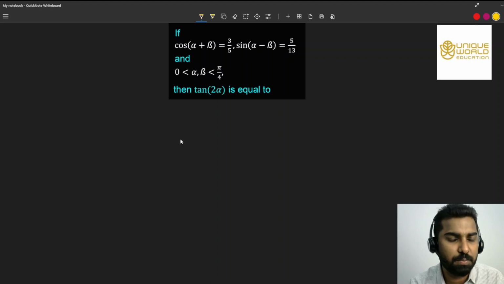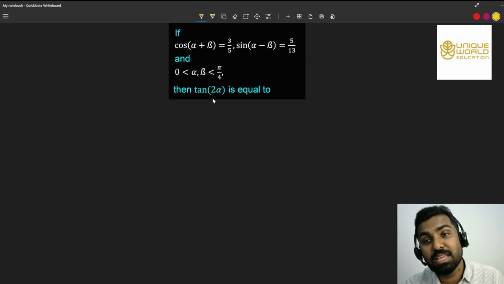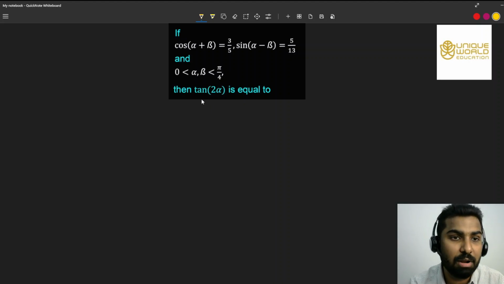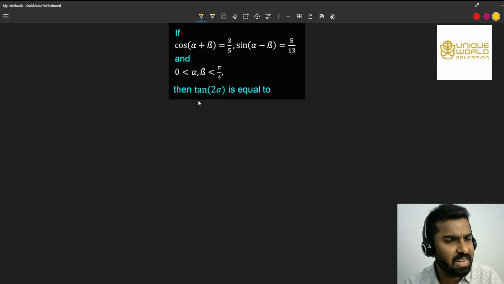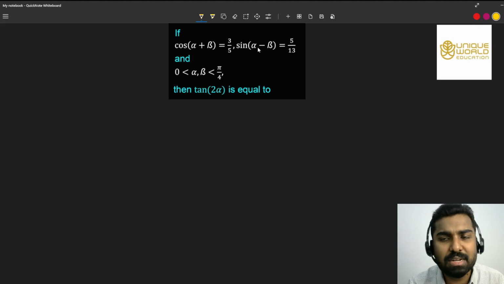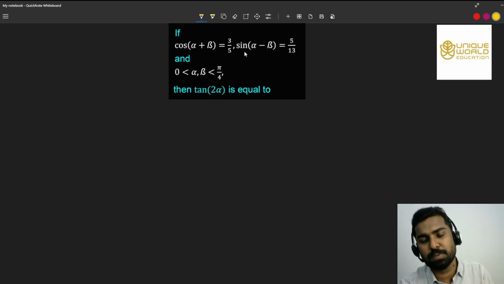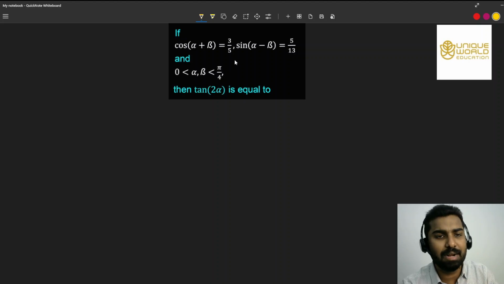Cos of alpha plus beta is given, sine of alpha minus beta is also given. So, generally, students will think about the formula for tan 2 alpha: 2 tan alpha divided by 1 minus tan square alpha. But if you do that, you won't get the value of alpha from the first expression, and you won't get it from the second expression either. So we have to think of some alternate way.